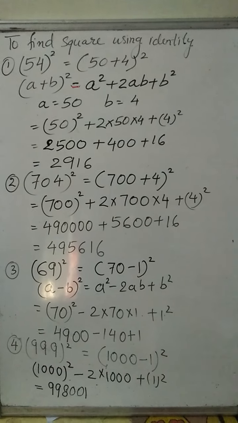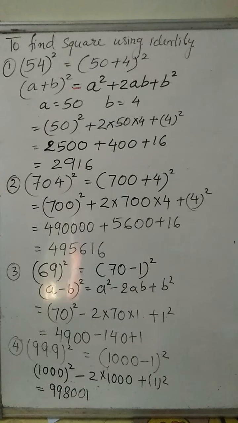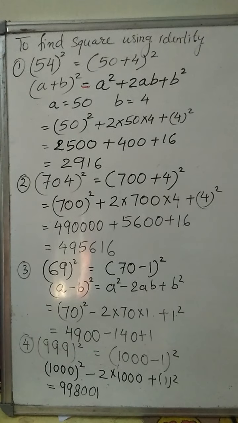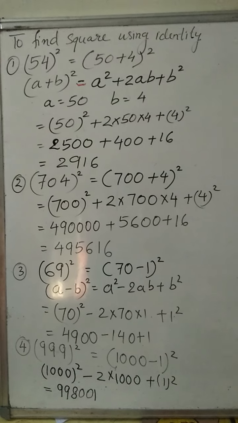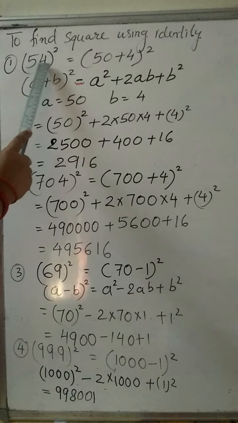Good morning, students. So today we are going to learn how to find the square of a number using identity. A few questions I have selected from your exercise 6D. So question number 1, square of 54.